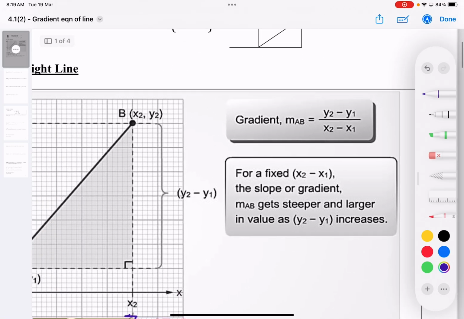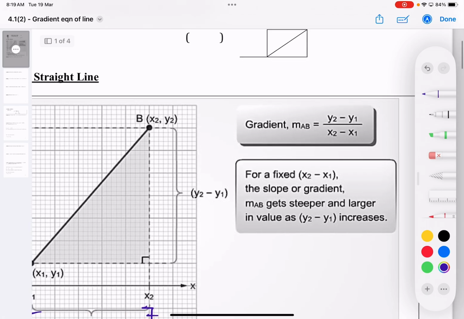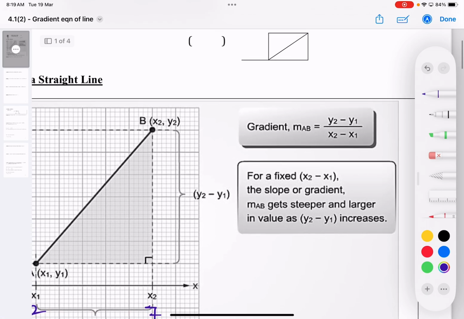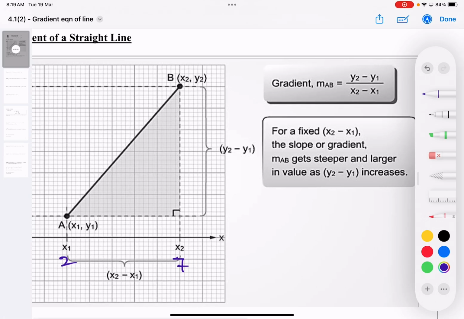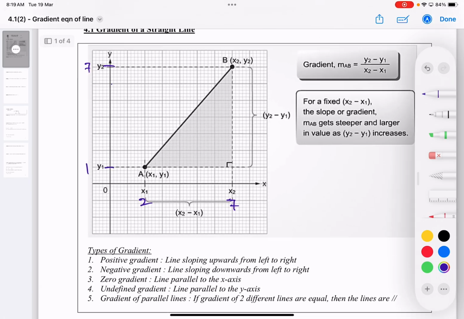If you understand the formula, you don't need to memorize it anymore. I'm a really huge fan of understanding, because when you understand, you don't have to memorize anymore.